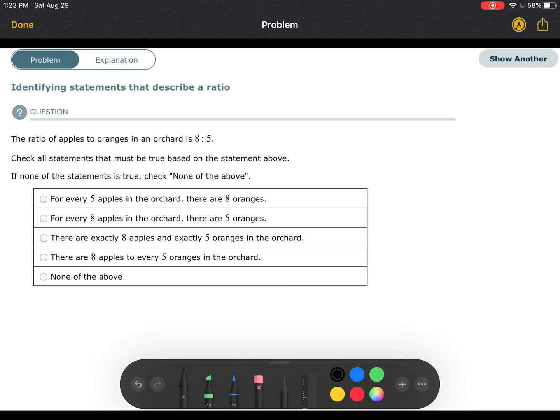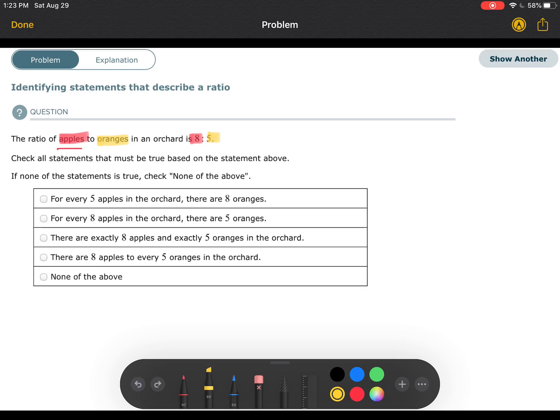so I'm just going to get started and then explain a little bit as we go along the way. So the question says, the ratio of apples to oranges in an orchard is 8 to 5. The first thing they tell you is apples, right? So that means the first number in this set, 8, is apples, to oranges, which is the second one, which is 5.